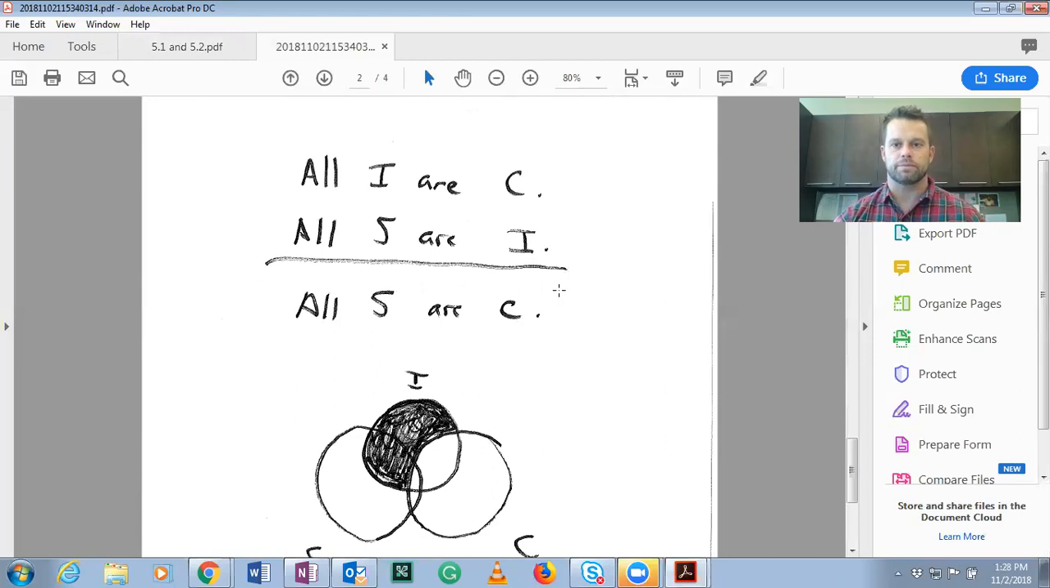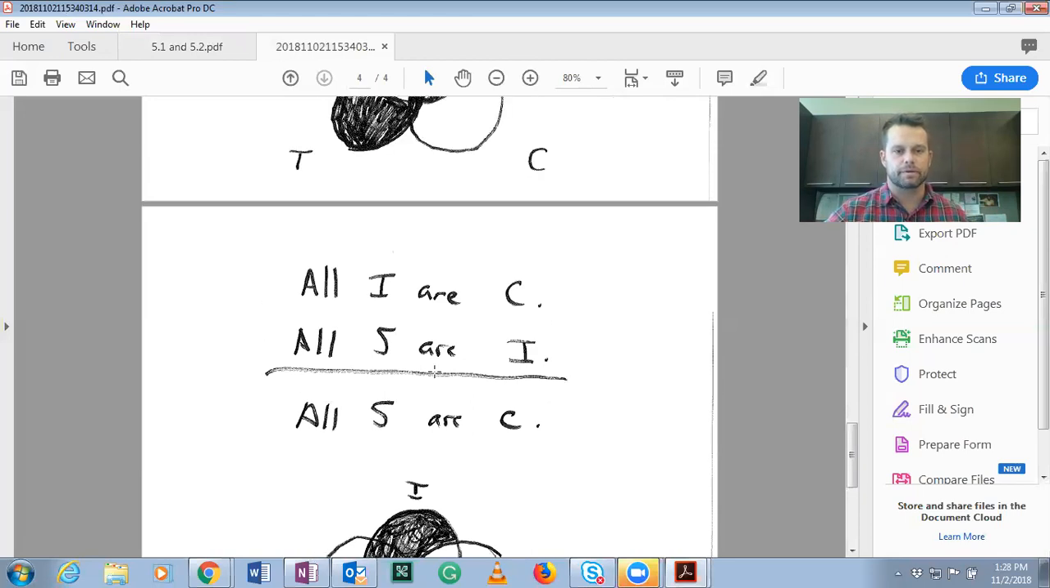But again, I'm talking about all the different ways we can evaluate these. We can use the table. We can use the rules for evaluating syllogisms. That'll come, I think, in a future section of this book. And we can also use the Venn diagrams that we're using here. Okay, let's do one more.